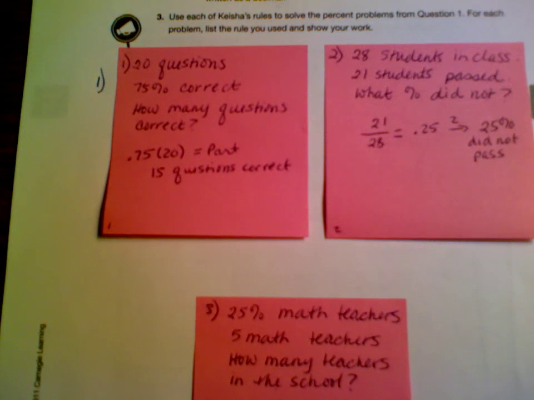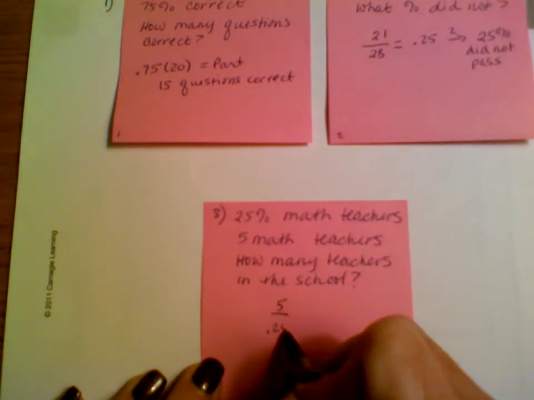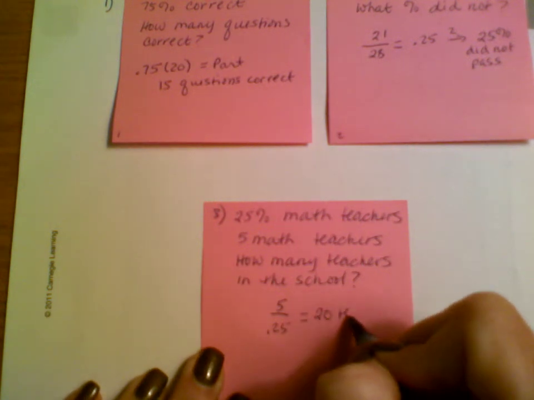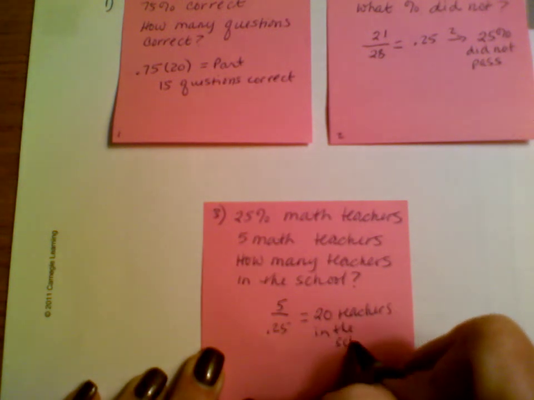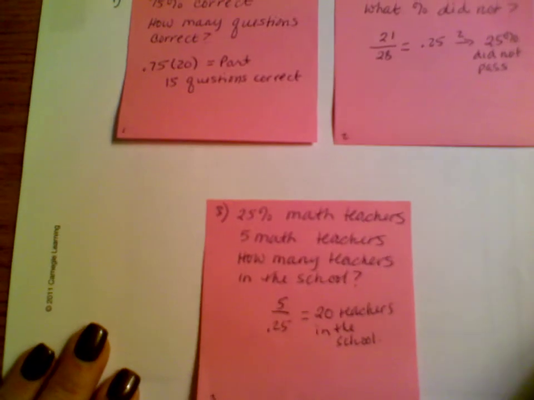So you can always grab your calculators for this too. You don't have to be able to do all the math in your head. So if I take 5 divided by the percent, 0.25, I will end up with 20. So there are 20 teachers in the school. Which again, if we flip back, that's the same answer we got before.